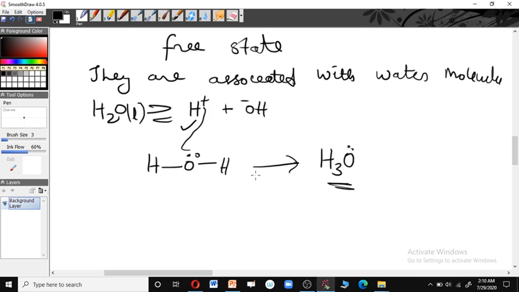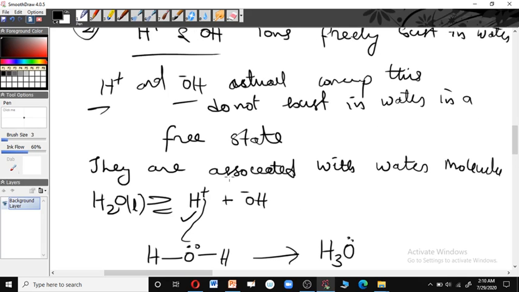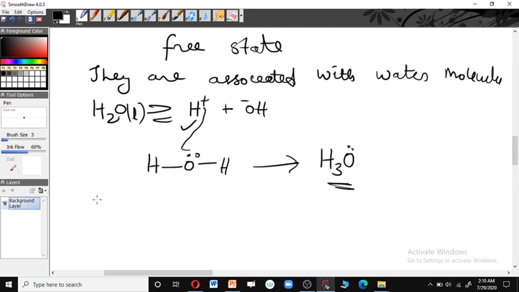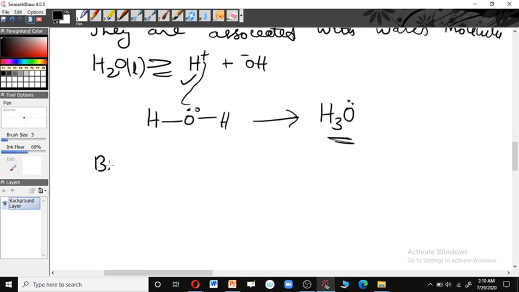Because of certain objections, the Arrhenius theory has some limitations, and a new theory was proposed. The new theory is the Bronsted-Lowry concept. We can also call it the BL theory, and that will be discussed in your next class.